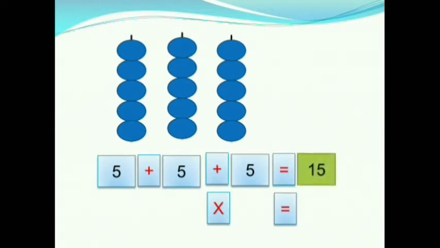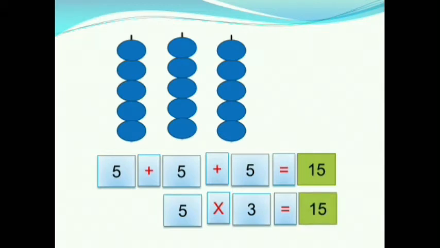Now we will write multiplication form. 5 is repeated 3 times. So we will write 5 into 3. What is 5 into 3? 5 3s are 15. Therefore, 5 multiplied by 3 is equals to 15.